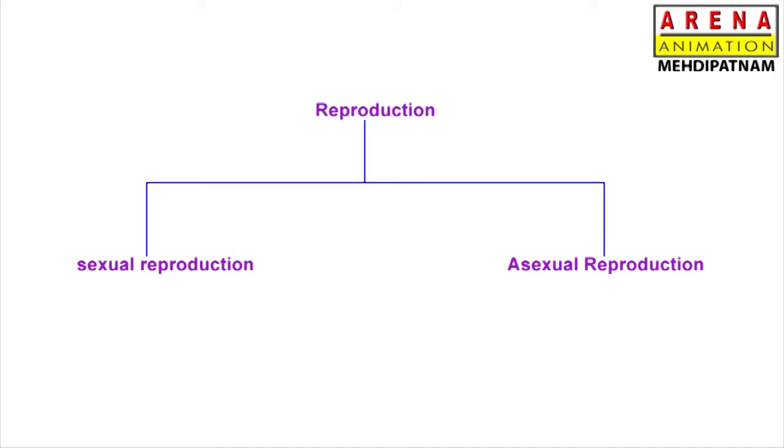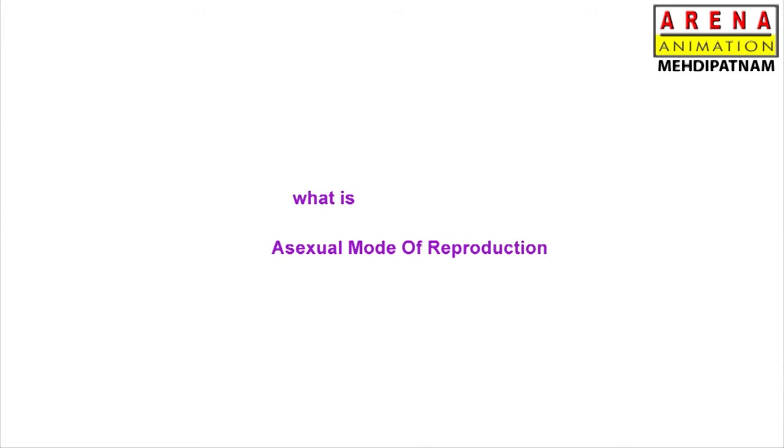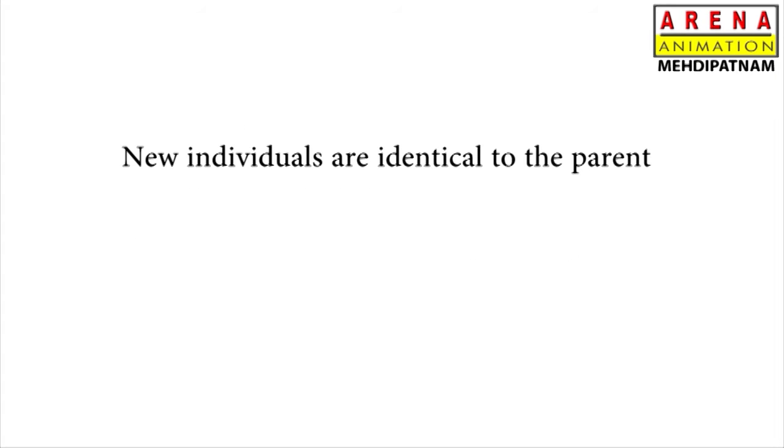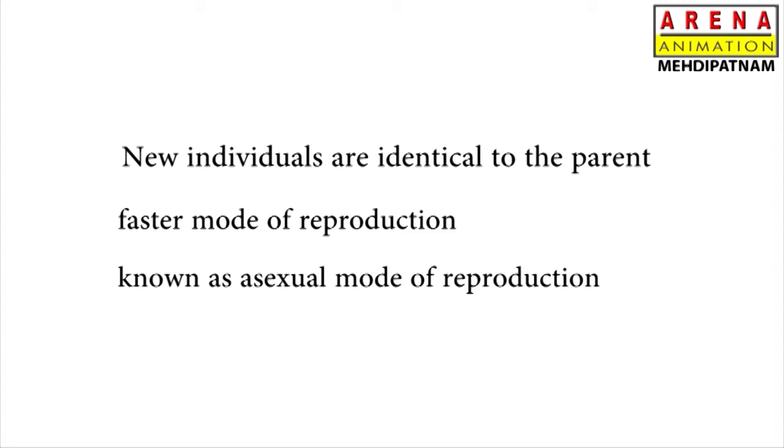The methods of reproduction are broadly grouped into two main types: sexual and asexual. What is the asexual mode of reproduction? Asexual reproduction is a mode of reproduction in which new individuals are formed from a single parent and inherit the genes from that parent only. New individuals are identical to the parent. It is a faster mode of reproduction, known as the asexual mode of reproduction.